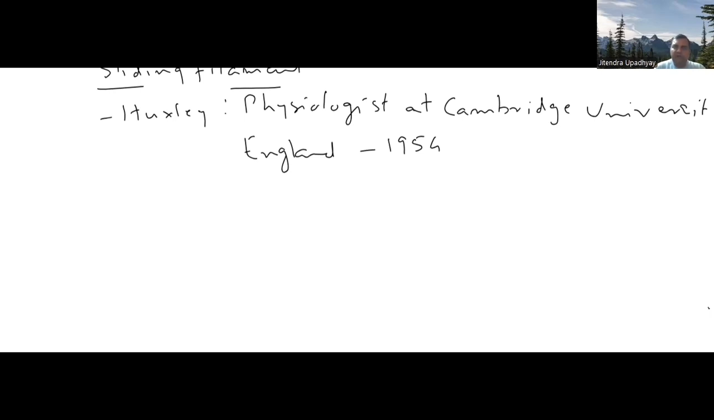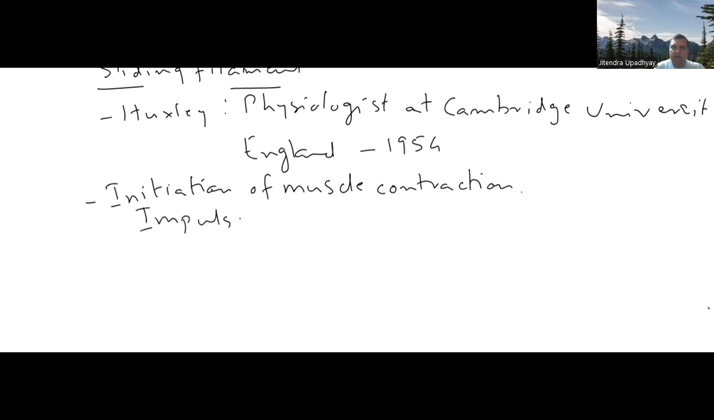So how does this sliding start, or the initiation? Initiation is because of a motor neuron message, or the message sent from the motor neuron. Initiation of muscle contraction by impulse or message sent by motor neuron.